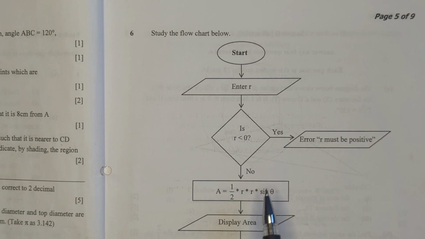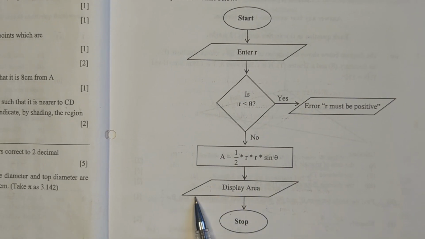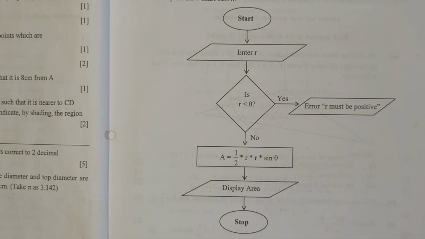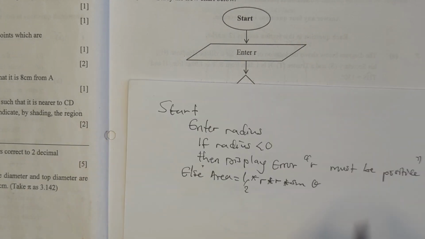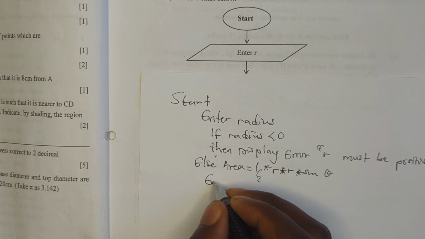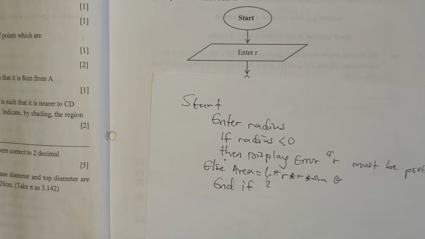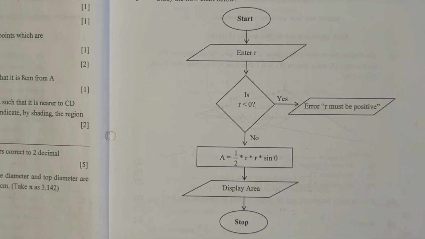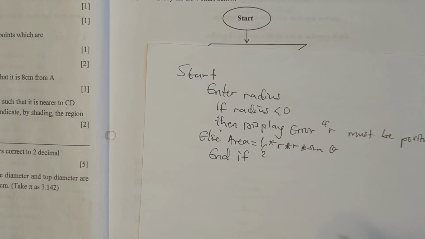So we are done with the rectangle shape. Then the next shape is also a parallelogram, where we are displaying the area. After the rectangle, before you display area, you write end if. So here it says display area.